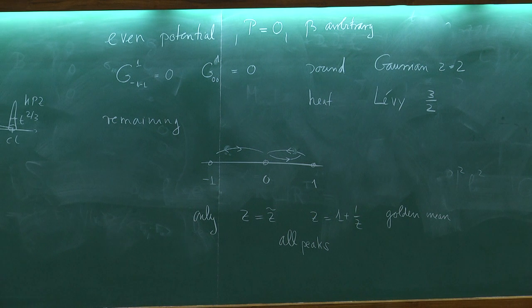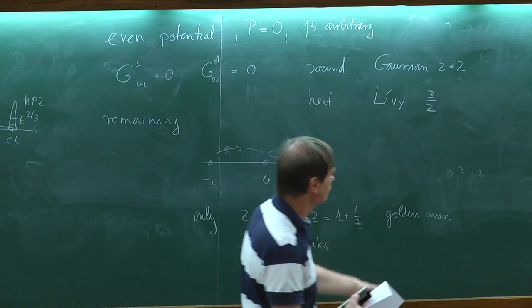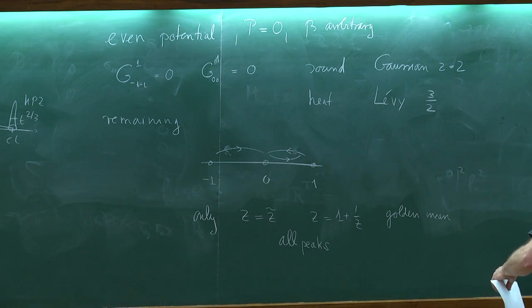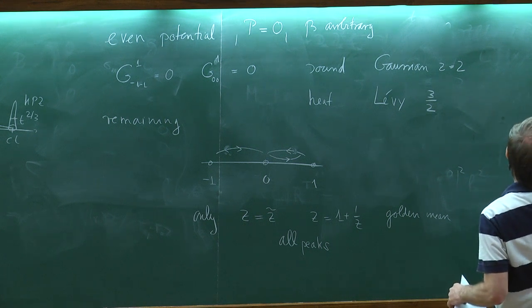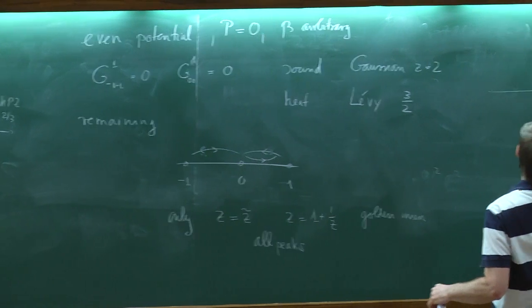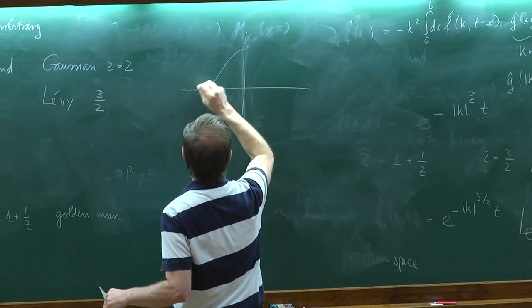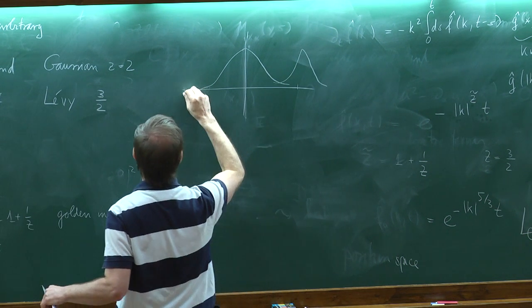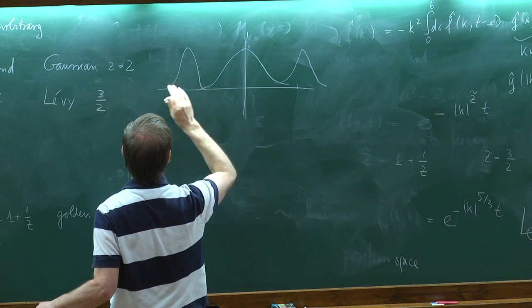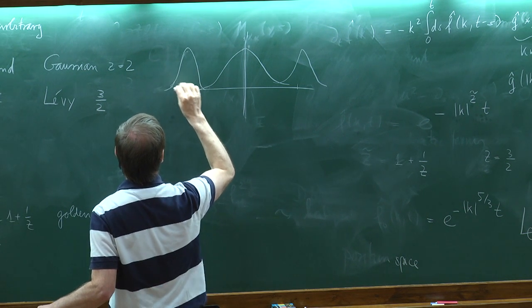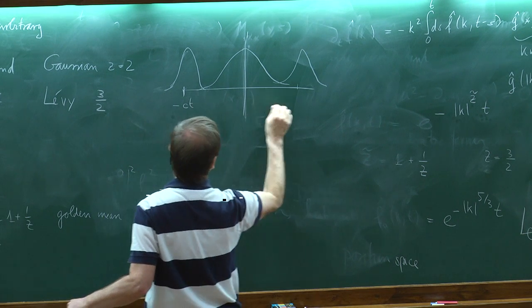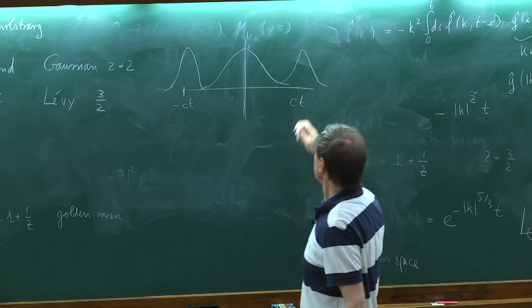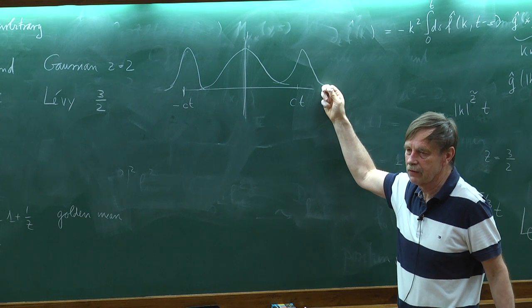Now we have a problem. Why? It's slightly different exponents, but otherwise it's the same picture. So let me draw the picture of why there's a problem. Now I have these three peaks. Here I have my sound peak, and here somewhere I have the Levy peak. Here's minus CT, and here's plus CT. Well, there's a problem because they have a slow tail out to infinity. That cannot possibly be.